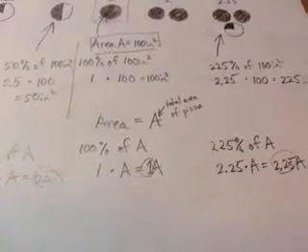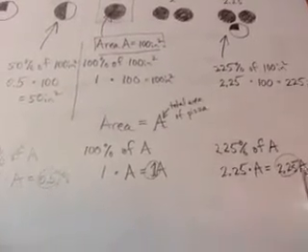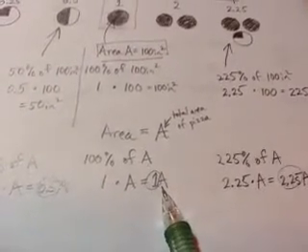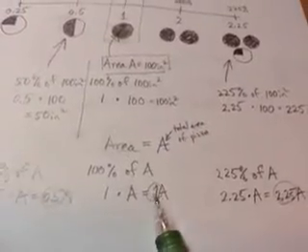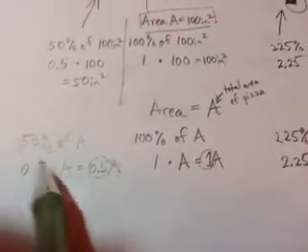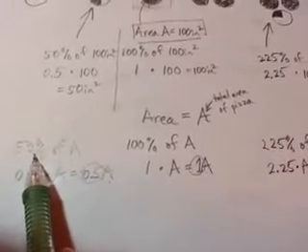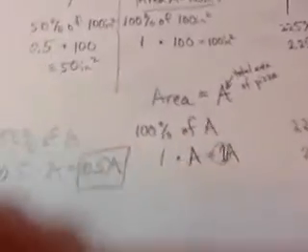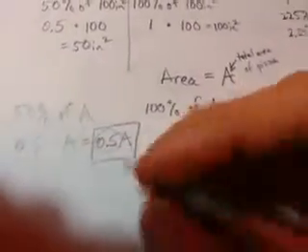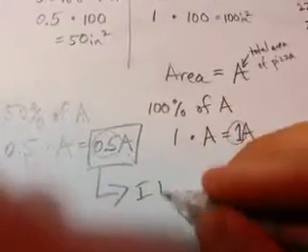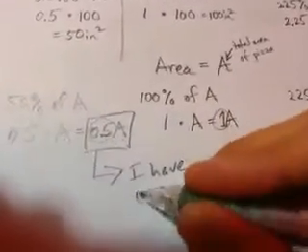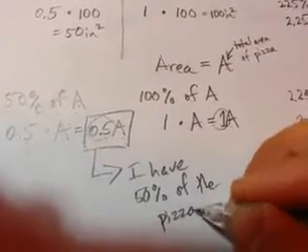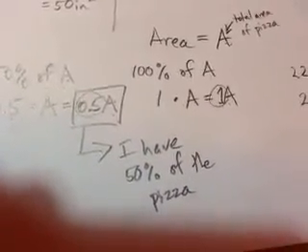The numbers in front of the A tell me how much of the area I have. We talked about, from the very beginning, that 0.5 is 50% of A. But a lot of times they're going to just give you this right here, and then you have to explain what that means. This means I have 50% of the pizza, or specifically the area of the pizza.